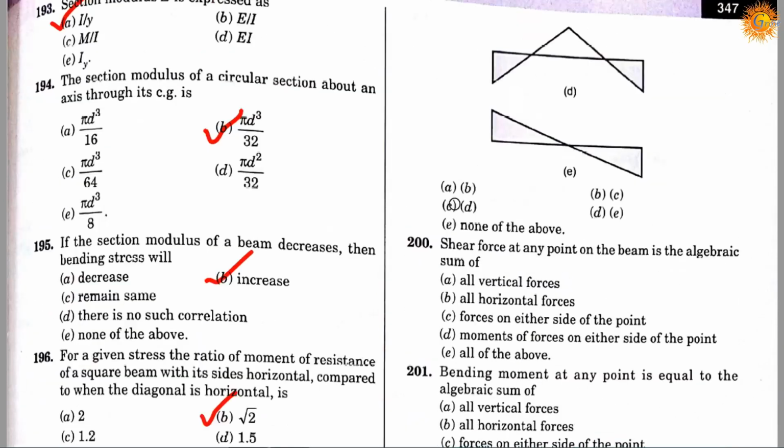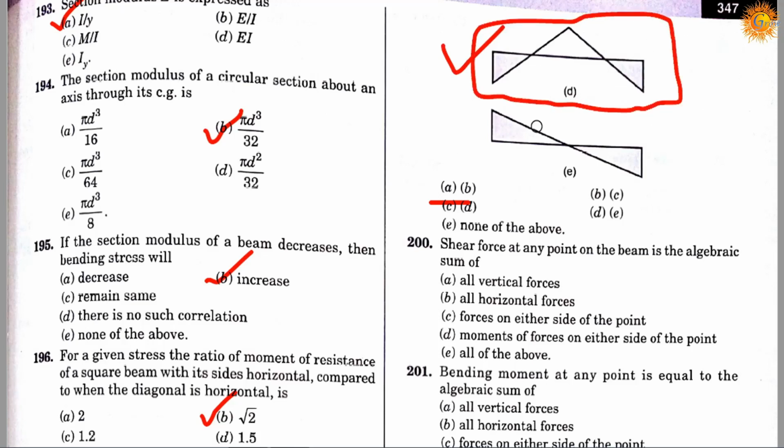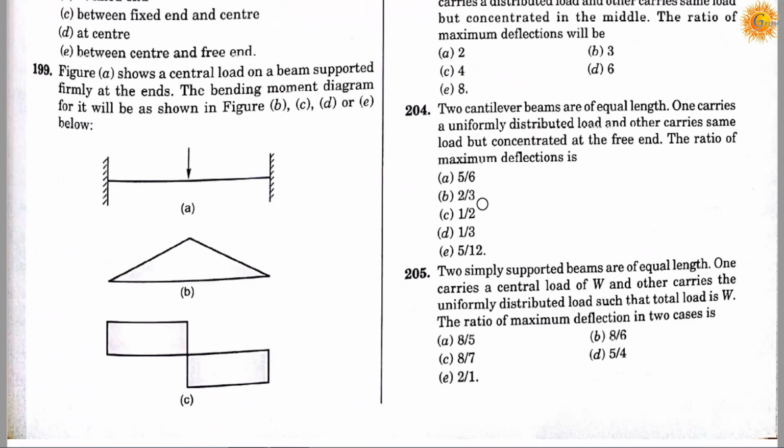So what will be the correct option? Option A is B, option B is C, option C is D, option D is E, and option E is none of the above. Correct answer is C. It will be D. It means this curve, this diagram shows the bending moment diagram for this beam.